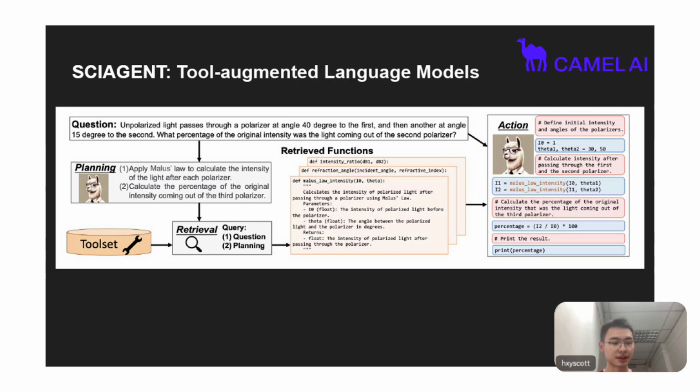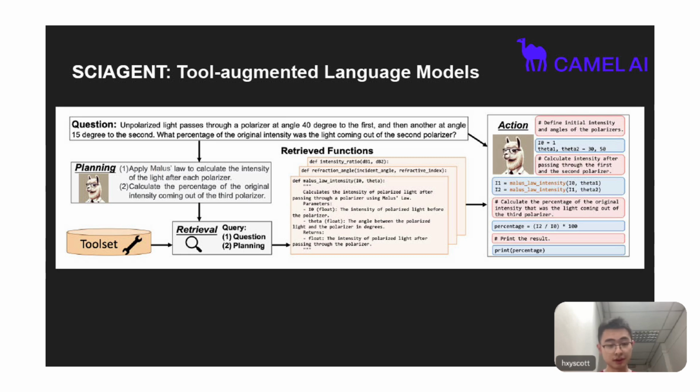So let's go over the example here. Let's say one of the questions is about physics, about light. I'm not going to repeat it here, but essentially the first step is always to do planning, where the model would know what law they're trying to calculate or what other function they're trying to use.